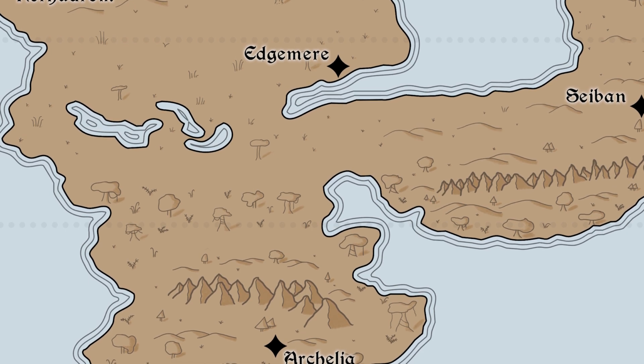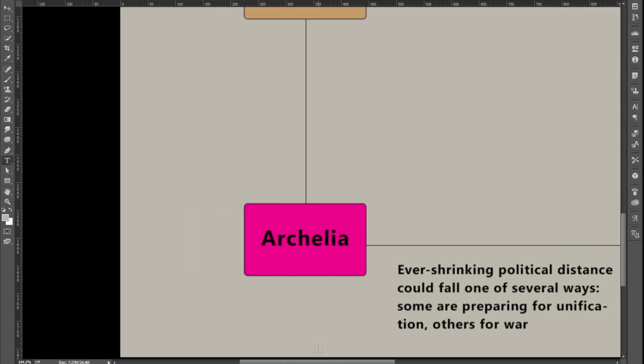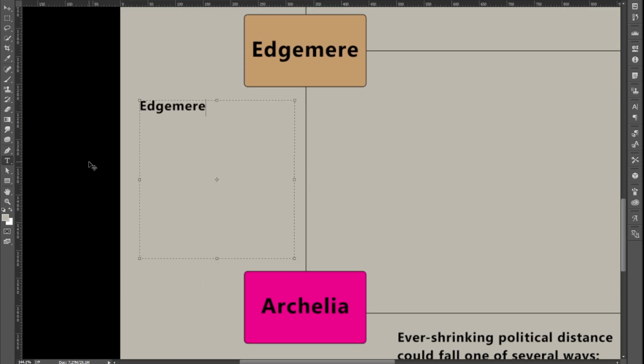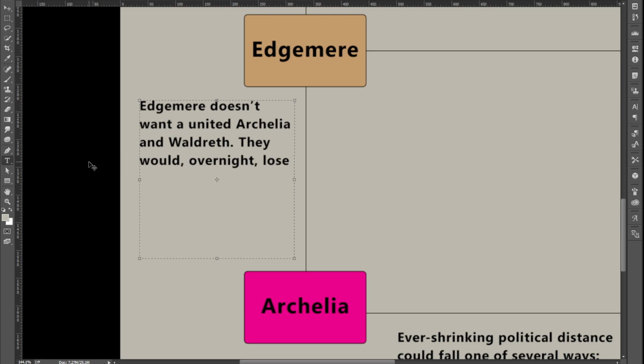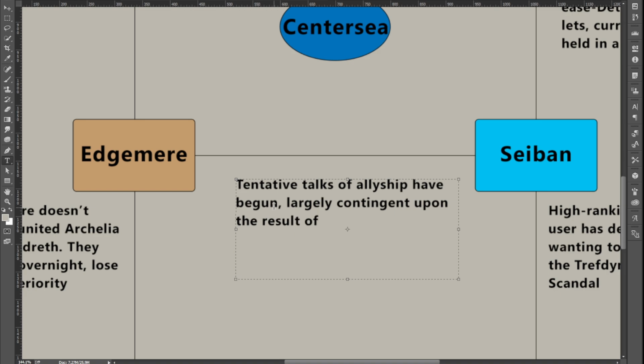It has long had the most powerful navy on the continent, and a unification of Waldreth and Archelia threatens to change that. This fear, along with its precarious political situation, has led Edgemere to reach out to Seiban, where tentative talks of a defensive treaty have started.